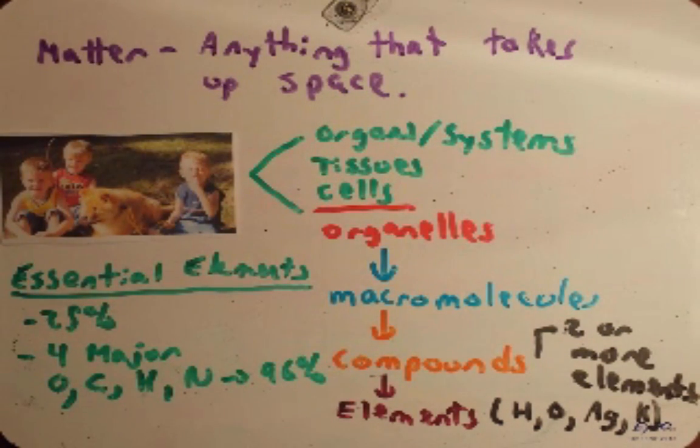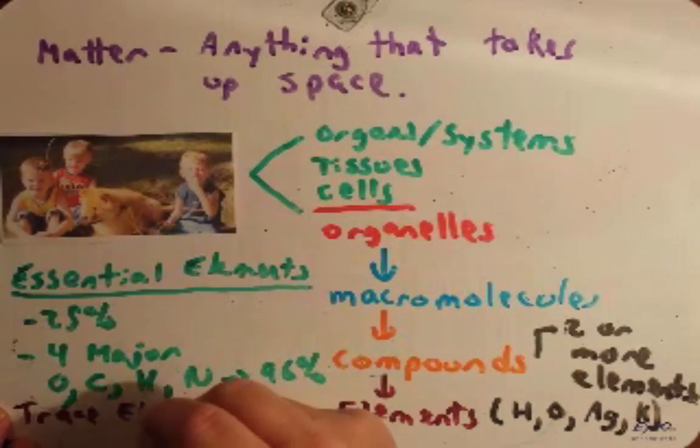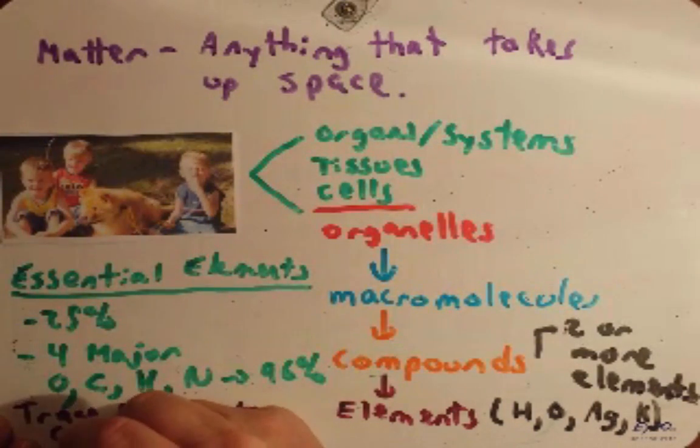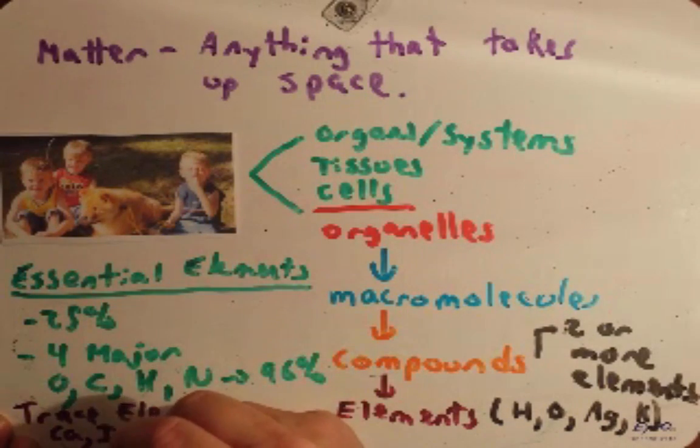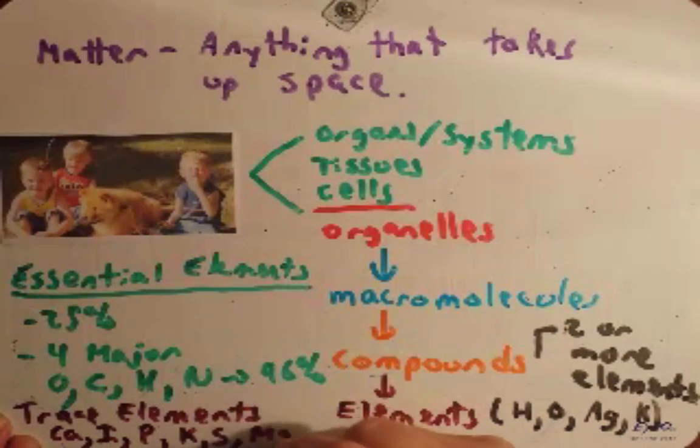All of the other elements that aren't these major ones we call trace elements. Still very important and still required, so they're still essential, but they're required at a much lower concentration. Some important trace elements include calcium, iodine, phosphorus, potassium, sulfur, and magnesium. Now, before we move on to the next whiteboard, I want to stress an important point here. And this is a point that's a little mind-blowing, I think.